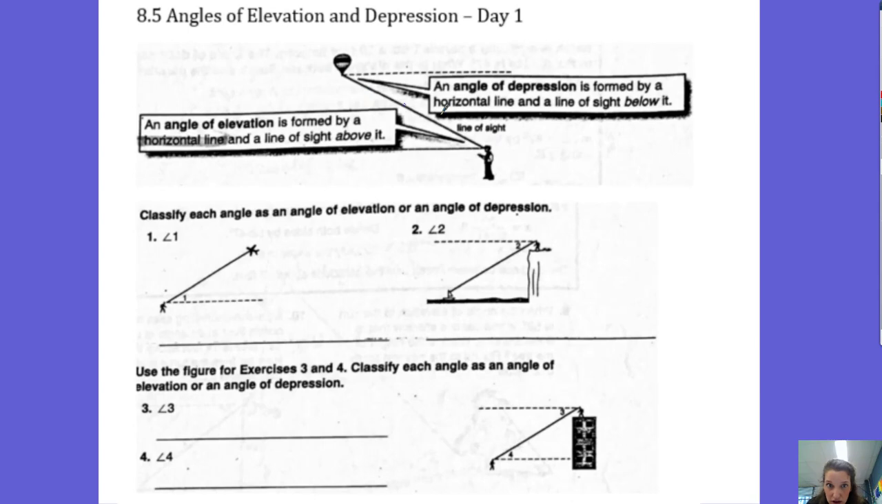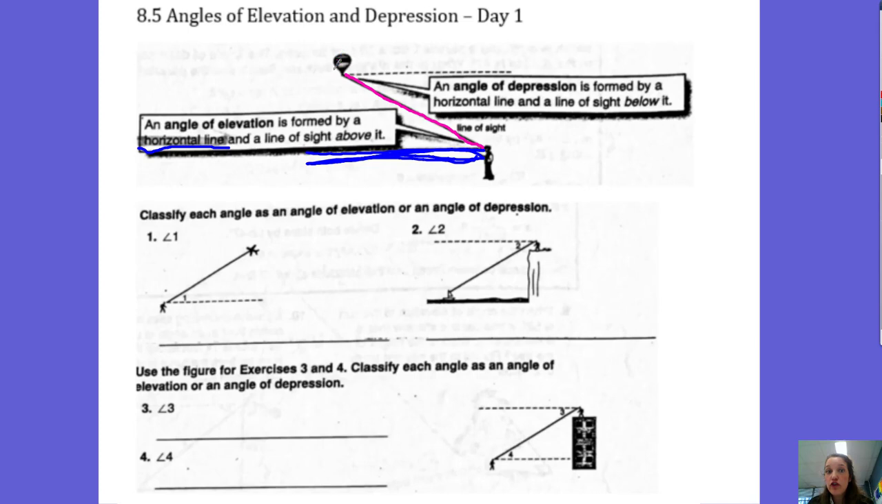So there's an angle that's formed by your line of sight and a horizontal line. You have to have a horizontal line and your line of sight to create an angle of elevation. If you think about elevation, elevate, an elevator, you go up. If you're at high elevation, you're up. Think elevation, you're looking up. So your line of sight is going to something that's above you.